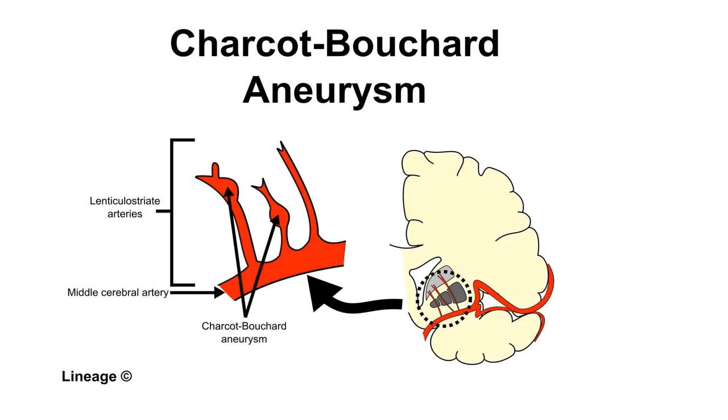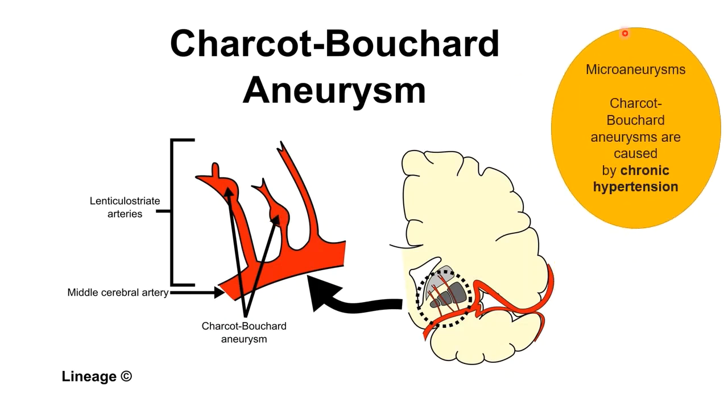Now, what is this? This is a case of a Charcot-Bouchard aneurysm. It is an aneurysm which has resulted from the microaneurysms of the hypertensive stroke involving the characteristic lenticulostriate arteries, as you can see. So these are nothing but the microaneurysms seen in patients with chronic hypertension, and it characteristically involves the lenticulostriate arteries, which are branches of the middle cerebral artery.